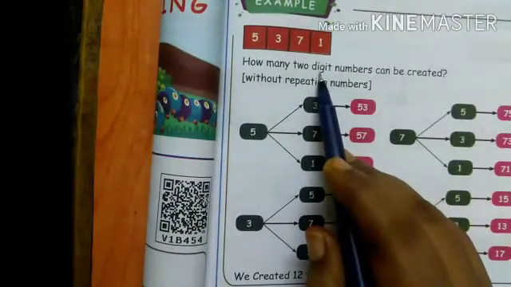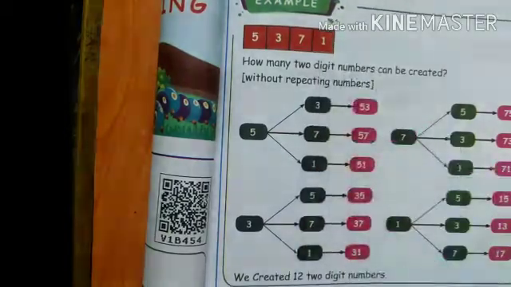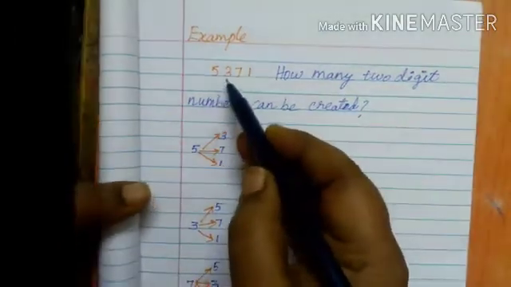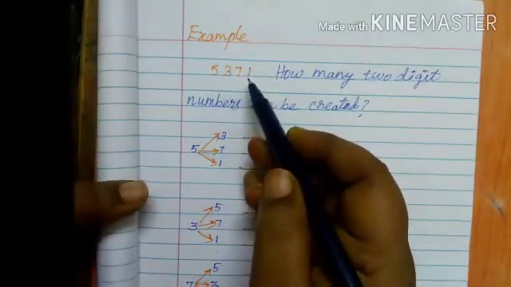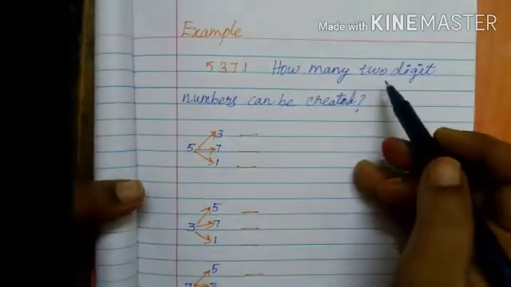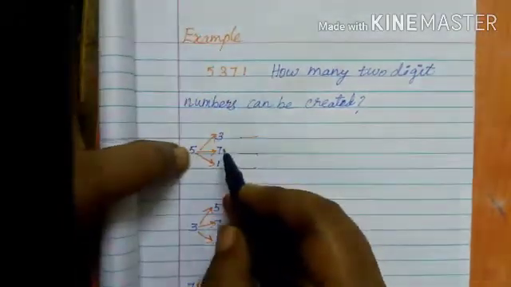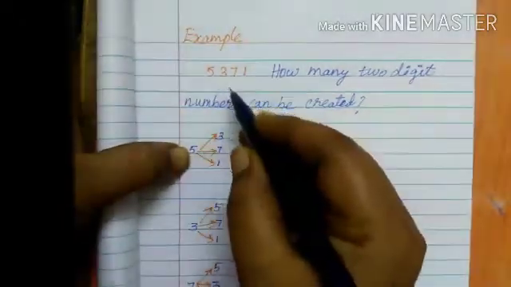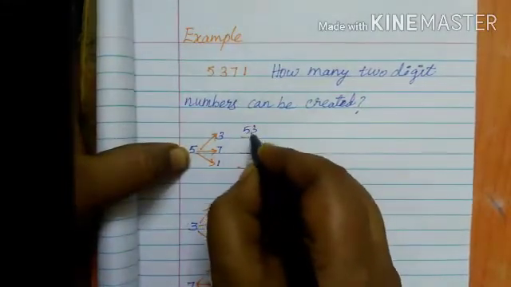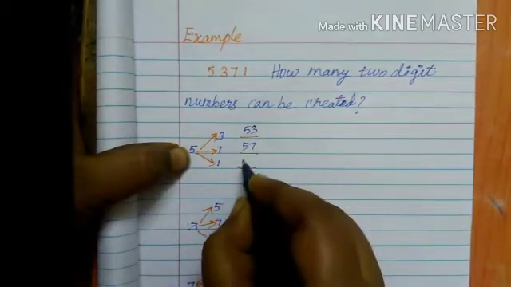You are asking for 2-digit numbers. How many numbers are possible to create? I show now the numbers 5, 3, 7, 1. So these 4 numbers are used to make many. How many 2-digit numbers can be created? So first number I take now, then join and write with 3, 7, 1. So 53, 57, 51.